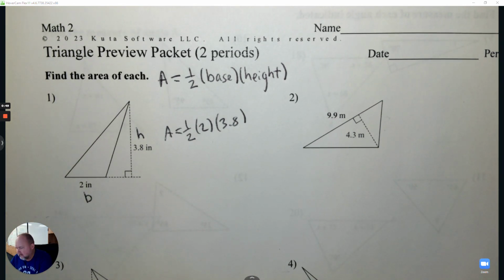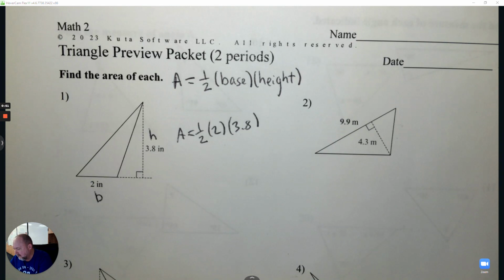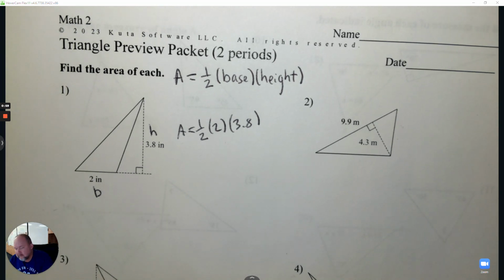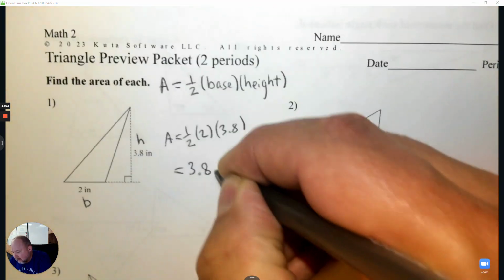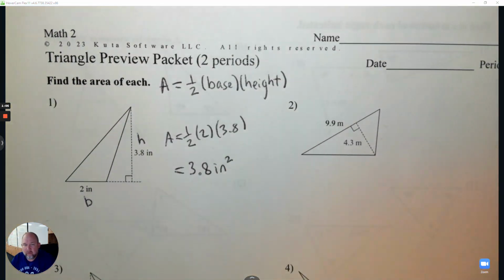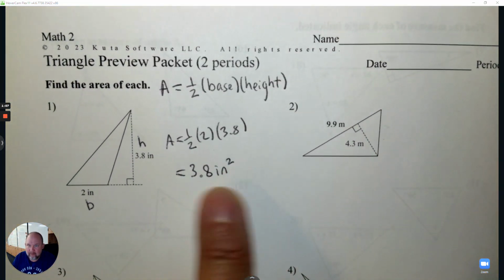I don't want you to do it without a calculator. 2 times 3.8, and then divide it by 2. I think that's the easiest. So 2 times 3.8 divided by 2, 3.8. How do you write area? You take the unit and you square it. So that's the proper way to write the unit when you're finding area.